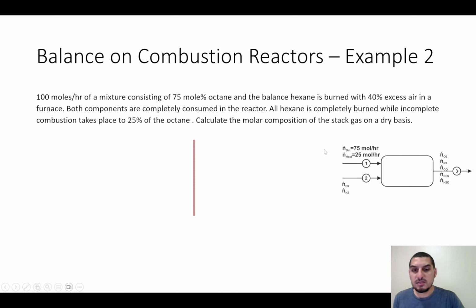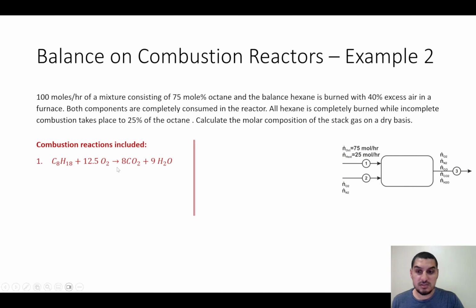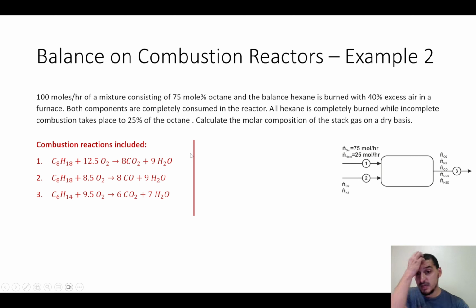So now we can write the reactions that we have. As we agreed, there are 2 reactions for octane: the complete and incomplete combustion, and the complete combustion for hexane. So for octane, these are the 2 reactions that we have, and I think the balance now is not a big deal. You can do it yourself. And for hexane, it's only the complete combustion reaction. So we have the 3 reactions that are taking place inside the reactor here.